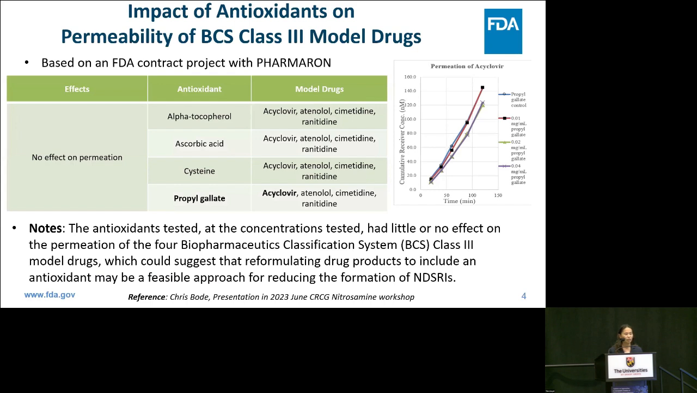Based on one of the research, we found that the antioxidants tested here, including alpha-tocopherol, ascorbic acid, cysteine, and propyl gallate, at concentrations tested had little or no impact on the permeability of the 4 BCS class 3 model drugs, including acyclovir, atenolol, cimetidine, and ranitidine. This suggests that reformulating drug products to include these antioxidants may be a feasible approach for reducing the formation of NDSRIs.